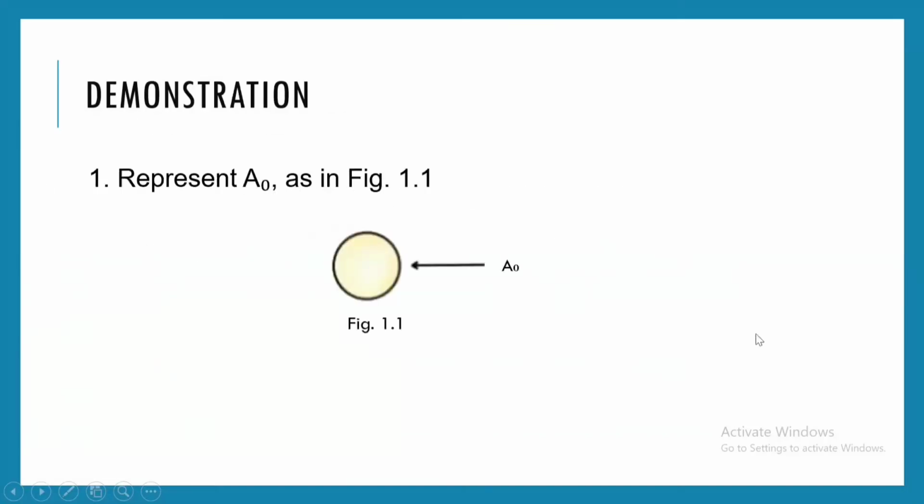Now let me try to represent these sets. I take my first set A0 and A0 is what? It's an empty set. So I represent it just with a circle. There is no element you can see in it. And this is figure 1.1.